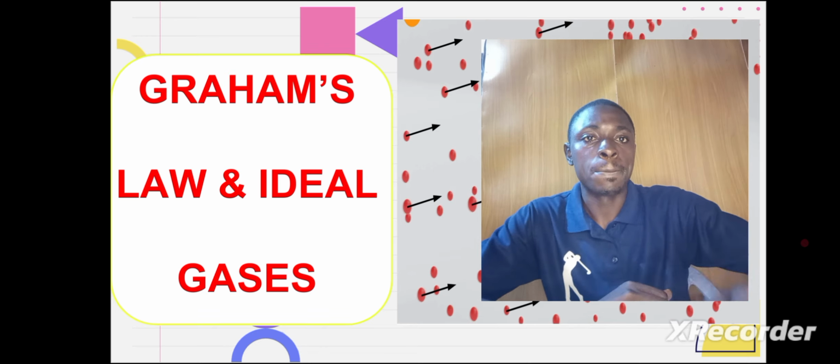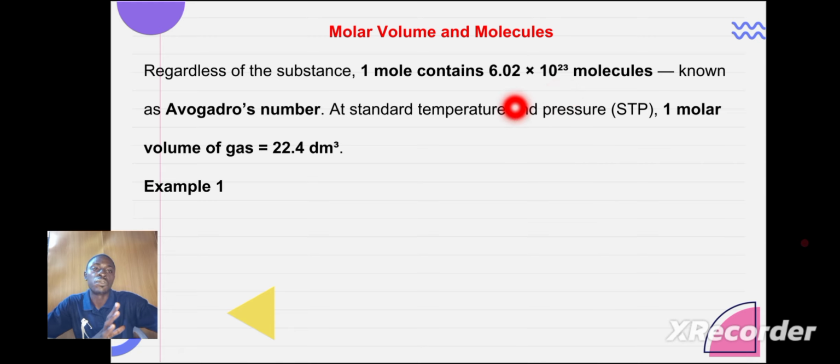So before we go further, we will be discussing molar volume and molecules. What is the relationship between molar volume and molecules? One of the things you must know is that 1 mole of any gas contains 6.02 times 10 raised to the power 23 molecules. Any gas at all, 1 mole of it contains 6.02 times 10 raised to the power 23 molecules. This is known as Avogadro's number.